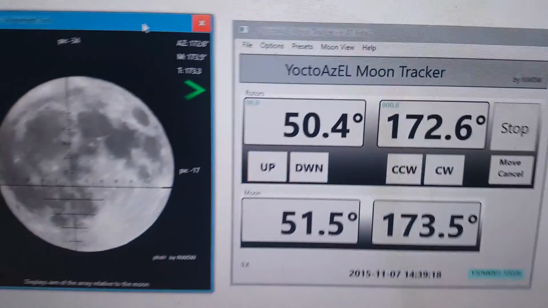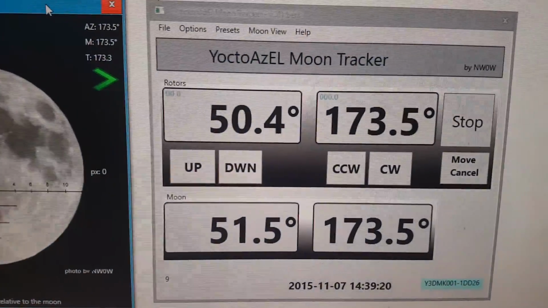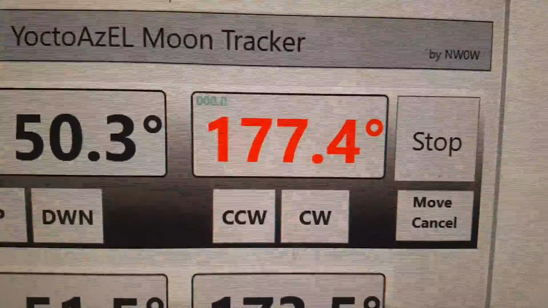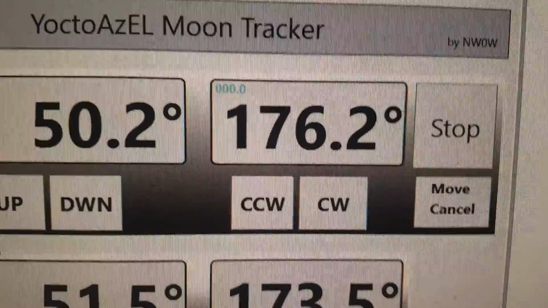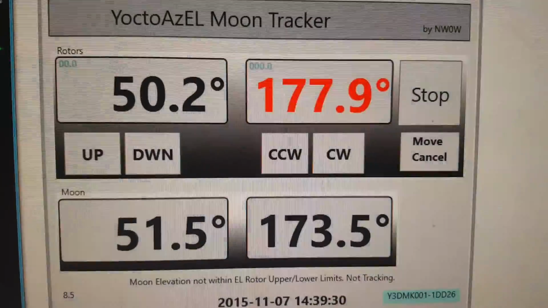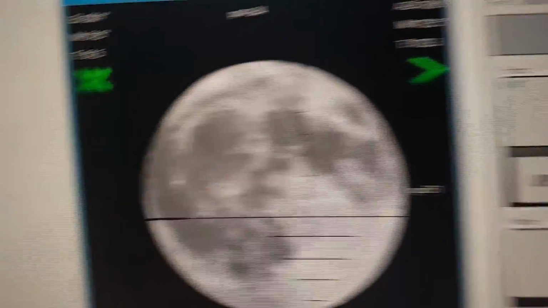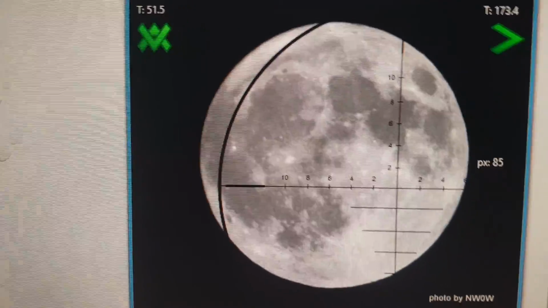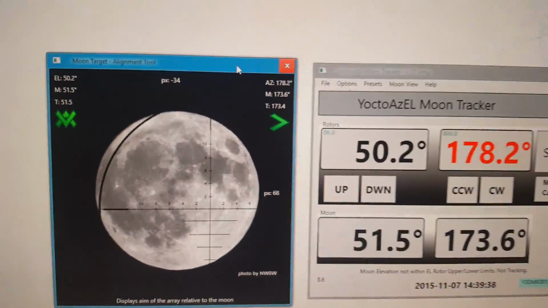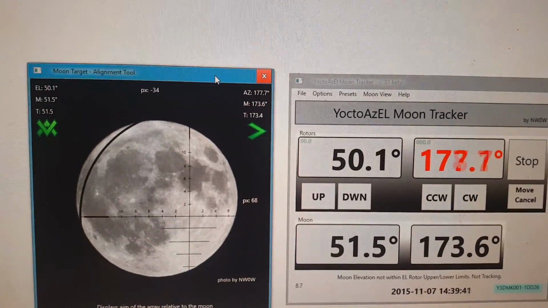You'll see this indicator right here will start to drift off, and when it's off the moon by 2 degrees, 3 degrees, it turns red. So you can see there. And you can also see my aim point change. Now I'll move it back slowly.